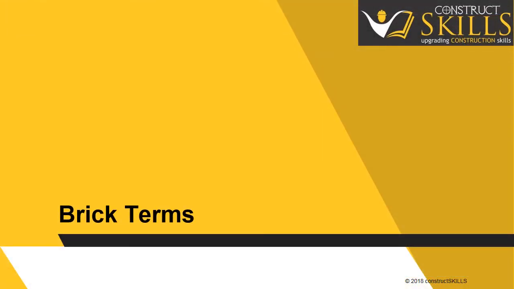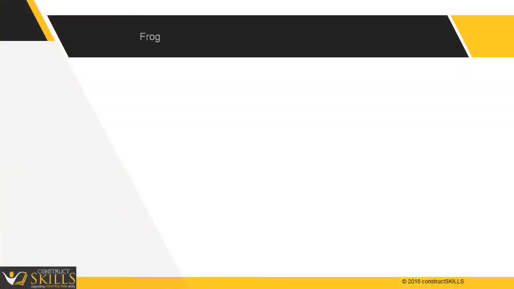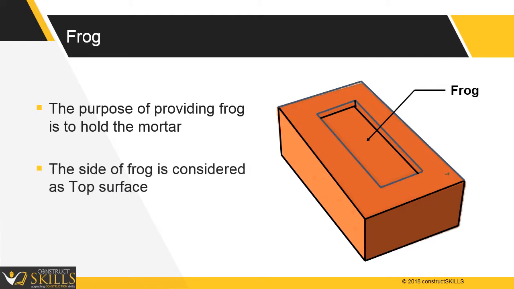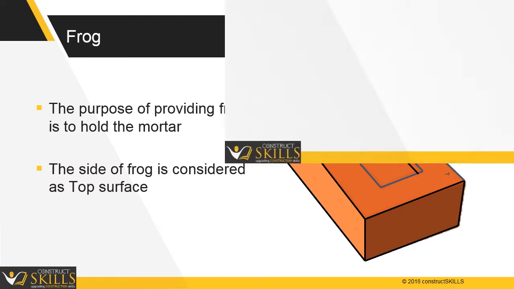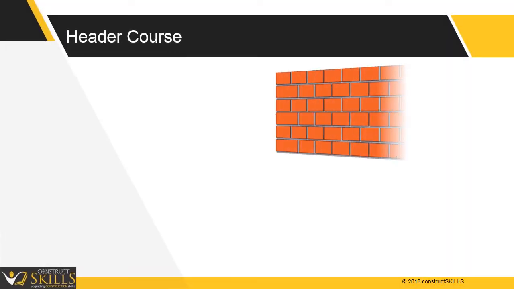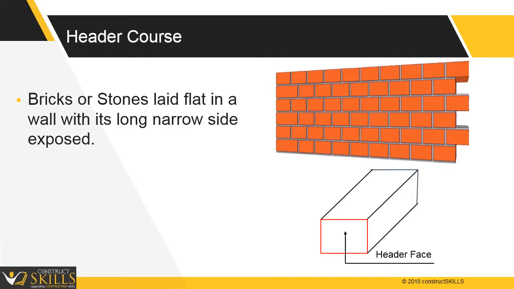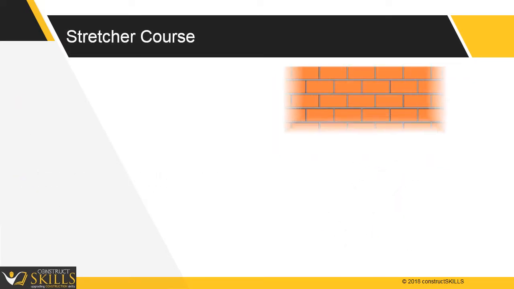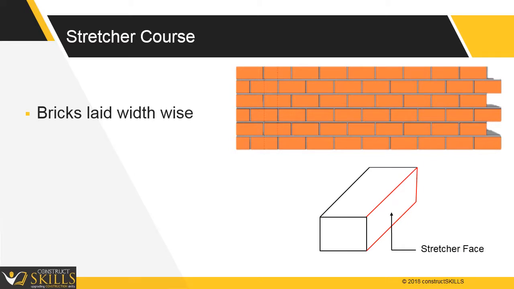Following are the different brick terms used on a construction site. Frog. The purpose of providing frog is to hold the mortar and increase binding strength. The side of frog is considered as top surface. Header course. The course of bricks or stones laid flat in a wall with its long narrow side exposed. It is used to build wall greater than 10-inch thick. Stretcher course. The course of bricks laid widthwise. Usually, it is used in partition wall.